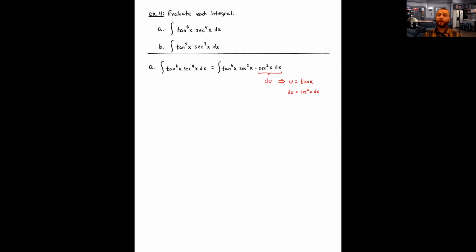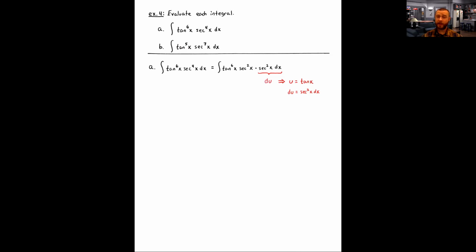So if we work backwards by splitting off a secant squared for du, just think what differentiates to secant squared? Tangent. So if du is secant squared, the substitution u must have been tangent. By splitting off secant squared, we can complete the problem by doing a substitution u equals tangent of x. Du would then be secant squared x dx. All right, maybe with that as a hint, pause the lecture if you need to complete it. Maybe you can see where this is going. If not, we'll resume.